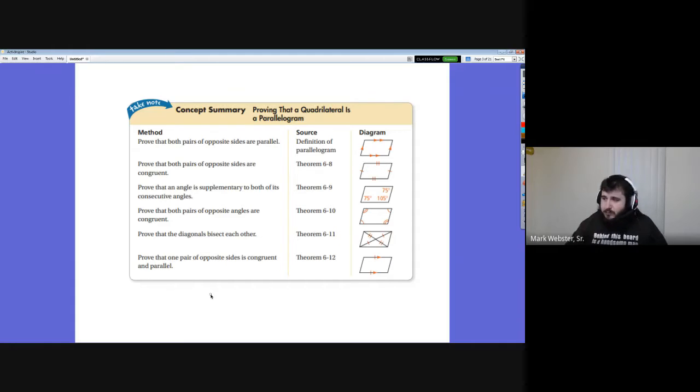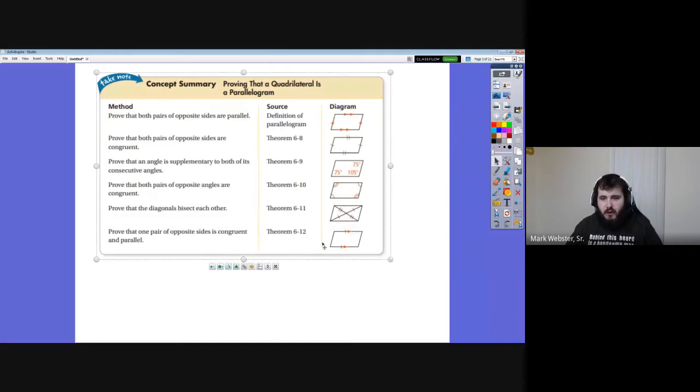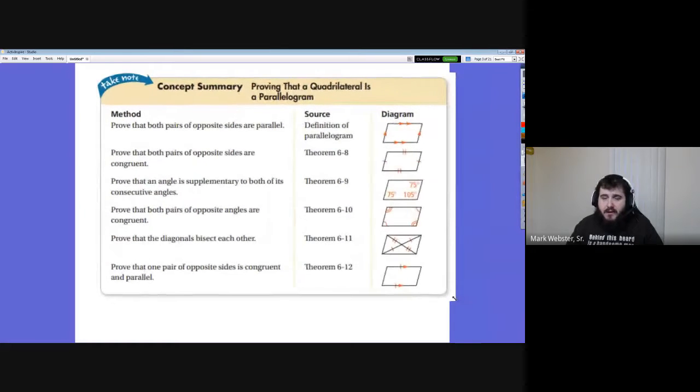So a little bit about parallelograms. All of these things make a parallelogram. If you have one, then you have all of them. And if you have any of these, then you automatically get the rest for free. So if you're told, hey, you have a parallelogram, then all of these things are true. Both pairs of opposite sides are parallel to each other. Both pairs of opposite sides are congruent to each other.